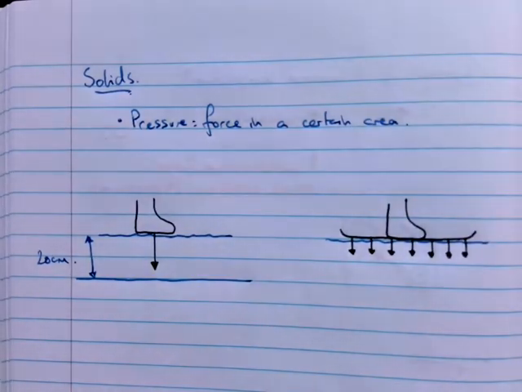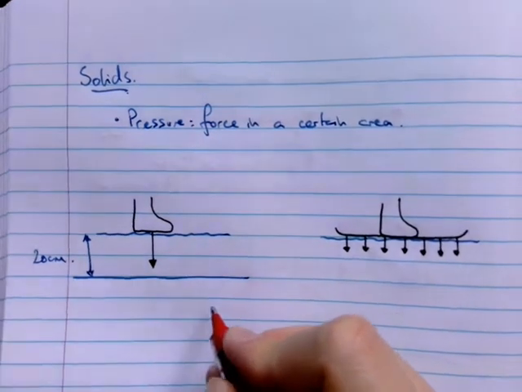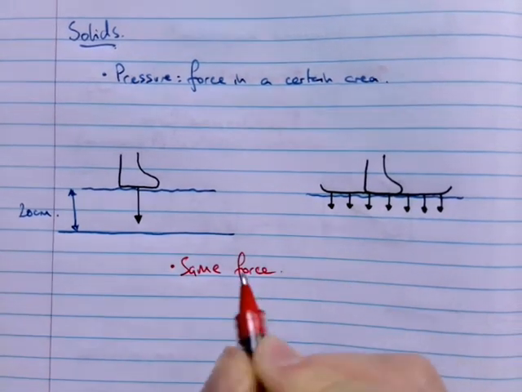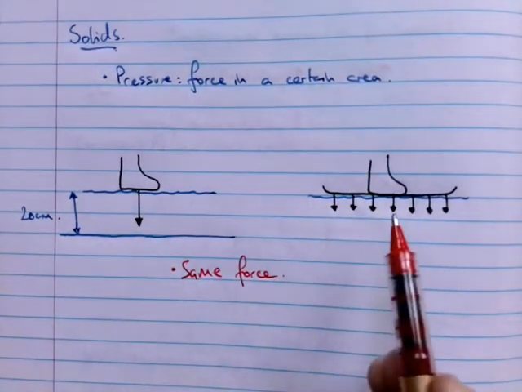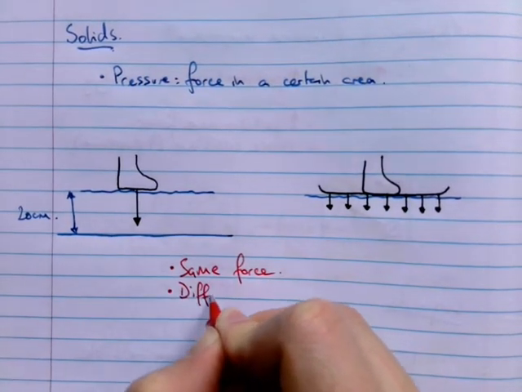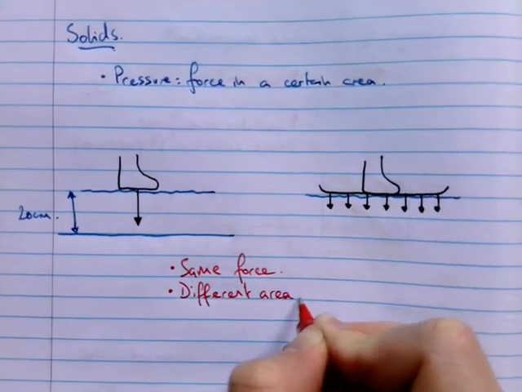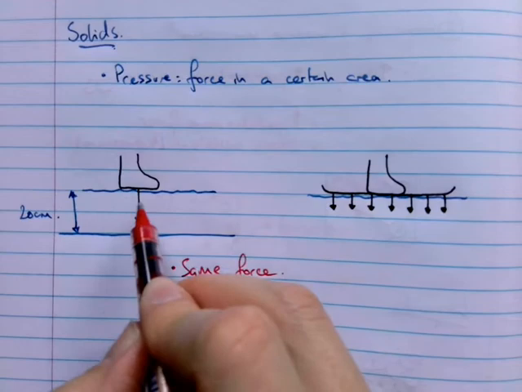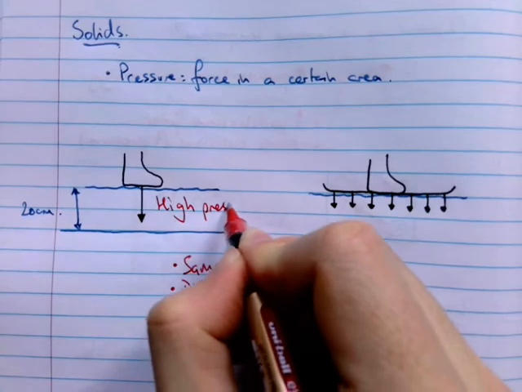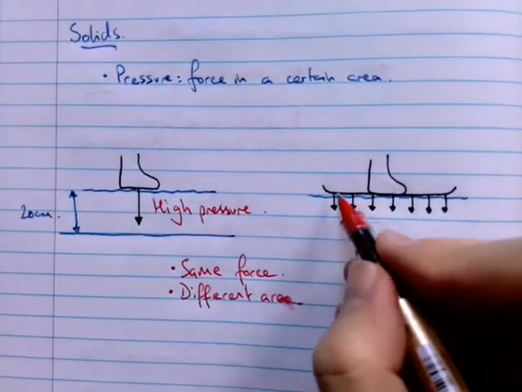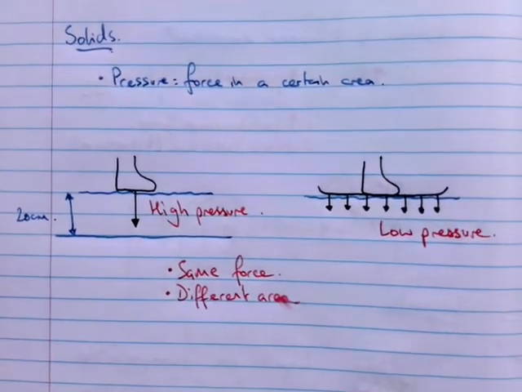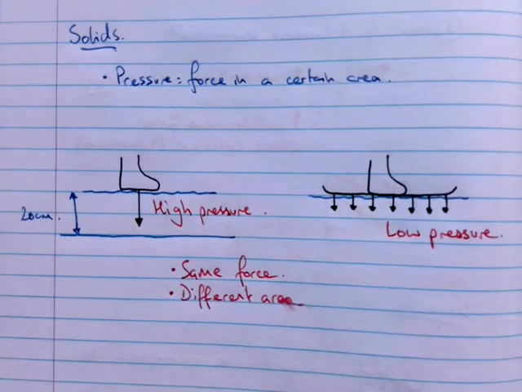Okay, so it's really important that you can see that in these two different situations, we have the same force, because it's you in both cases, so your weight hasn't changed. So it's the same force, but we've got different areas. Here, because it's a smaller area, this is high pressure. And here, because this is a large surface area, this is low pressure. And that's why if you wear snowshoes, you don't fall through the snow.